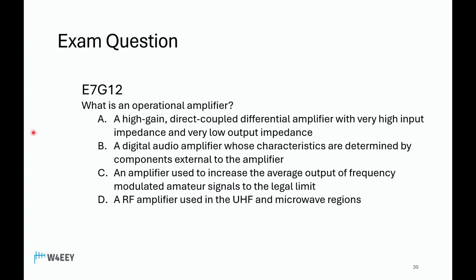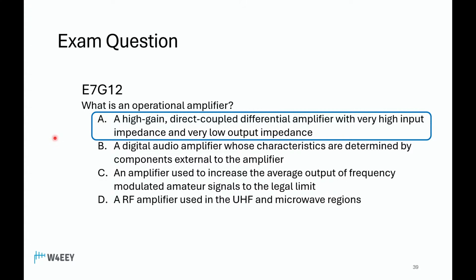So what is an operational amplifier? Remember all of those big hairy words that we talked about in the beginning? Alpha. It is alpha, a high gain, direct coupled differential amplifier with very high input impedance and very low output impedance. Now, if you took this to the extreme, I guess you could say that an ideal operational amplifier should be able to drive an entire city with a 1.5 volt battery, right? Well, that's not true.